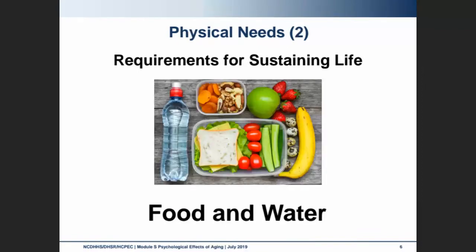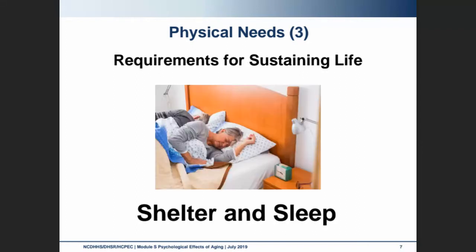Food, we're assisting those who need help. Make sure dentures are in place, serving food at the proper temperature, in a pleasant environment, in the appropriate amounts, and water. Sure that our residents, unless there's some sort of restriction, always have fresh drinking water within reach and provided at intervals throughout the day. Shelter. We need to provide warmth to dress our residents or help them to dress properly for the temperature.